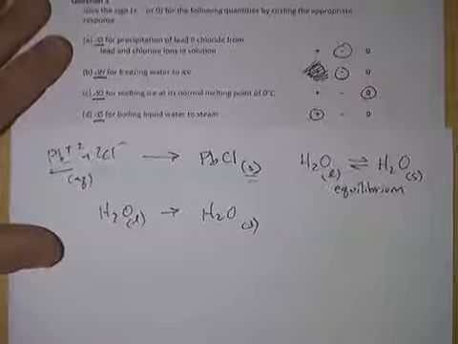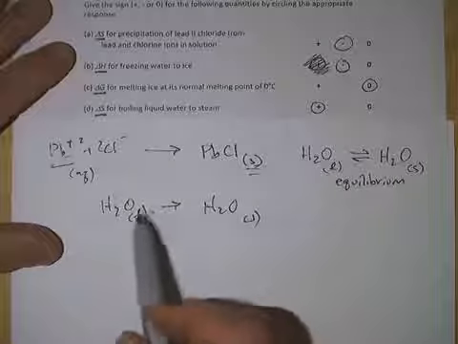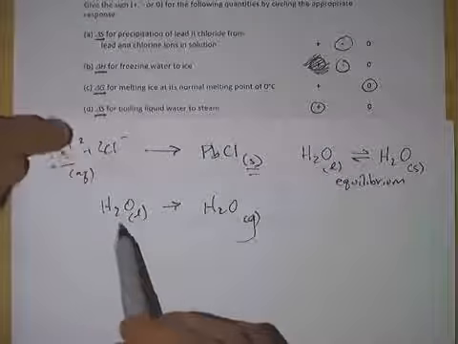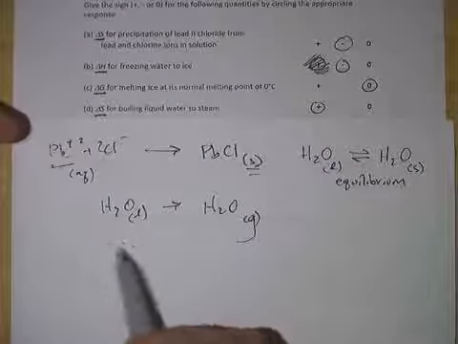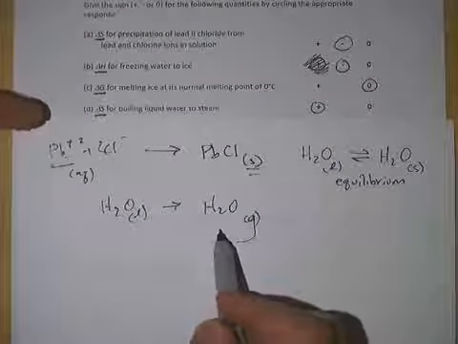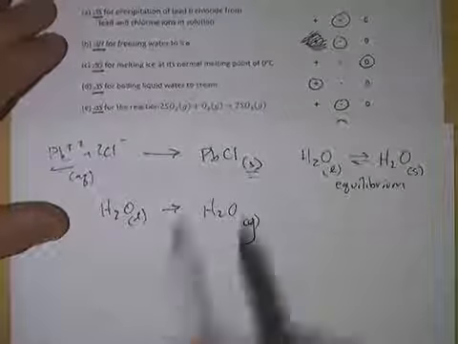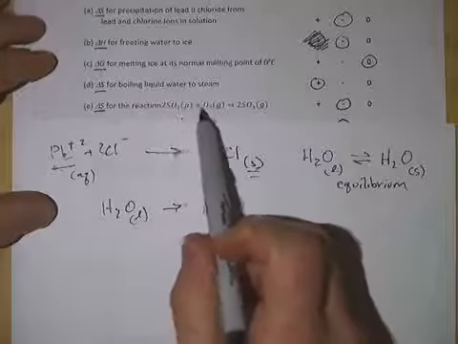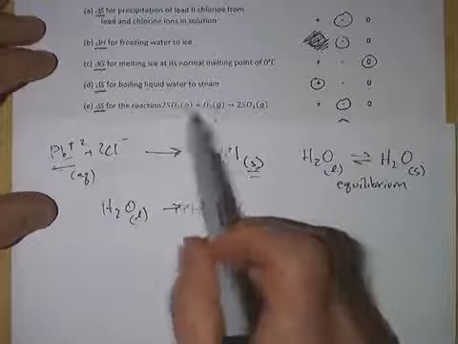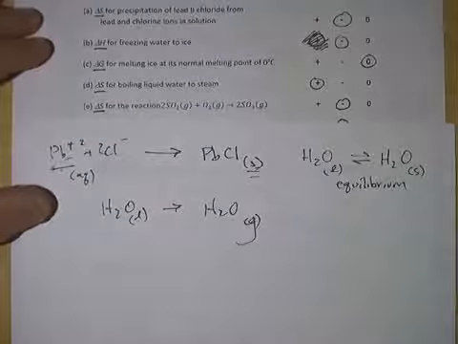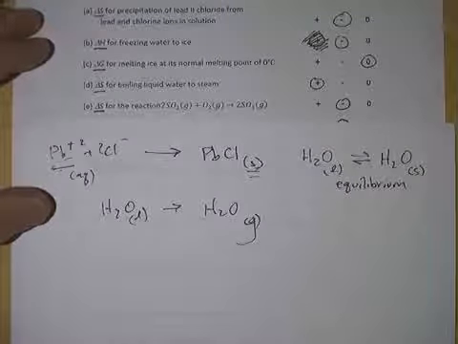Delta S for boiling water to steam. So now we're going from liquid to gas, and so you're going from a fairly organized liquid state to a random, very disordered gaseous state. And so you say that the entropy is positive. Letter E, for this one, you're going from 3 moles of gas on this side to 2 moles on this side. So since you're reducing the number of moles of gas, you're organizing it more, and so entropy is negative.